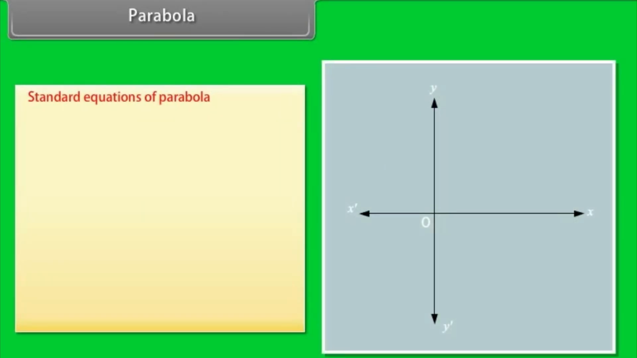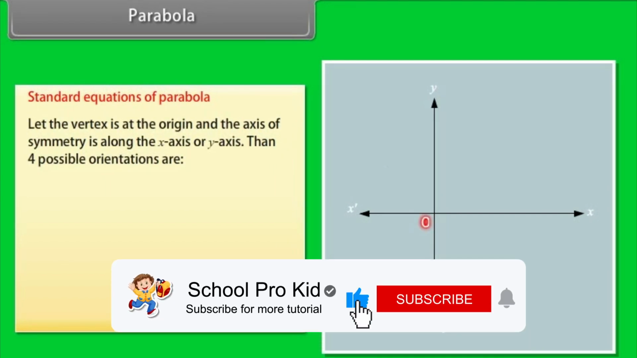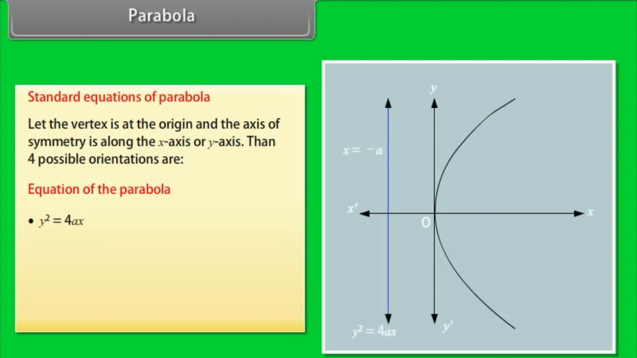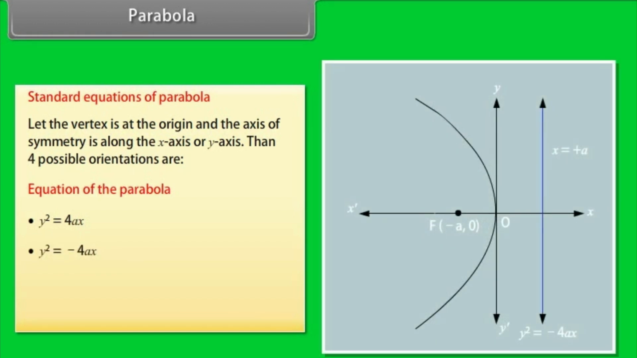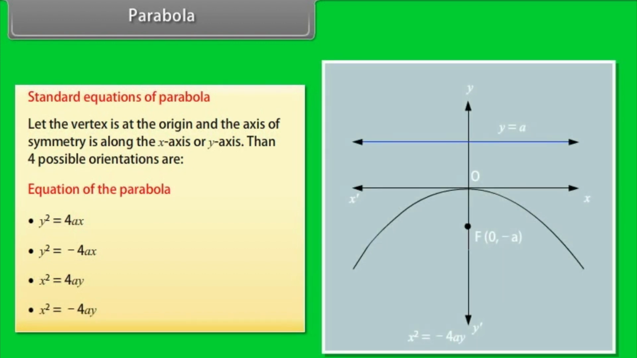Standard equations of parabola. Let the vertex be at the origin and the axis of symmetry be along the x-axis or y-axis. Then four possible orientations of the parabola have the equations: y^2 = 4ax, y^2 = -4ax, x^2 = 4ay, x^2 = -4ay.